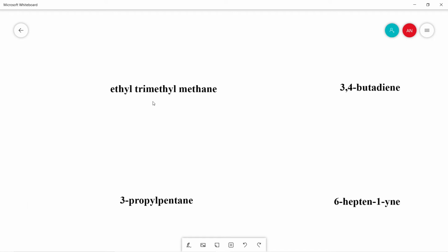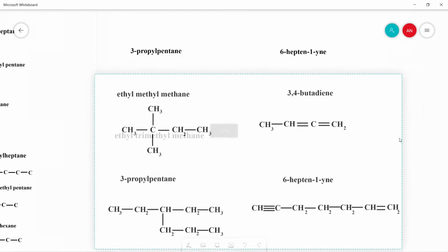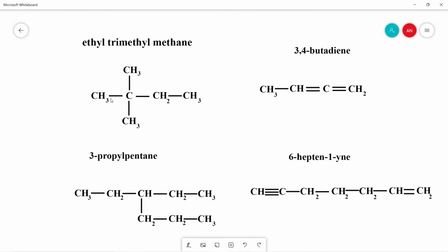So let's discuss ethyl trimethyl methane, 3,4-butadiene, 3-propyl pentane, 6-heptene-1-yne. Let's discuss these. Let's draw their structures directly. I've just drawn their structures here, right? So there they are. This is ethyl trimethyl methane. Suppose this is methane, right? And there are 3 methyl radicals and 1 ethyl radical. So I've drawn their structure, and this is the structure of 3,4-butadiene. This is the structure of 3-propyl pentane, and this is the last one, 6-heptene-1-yne.